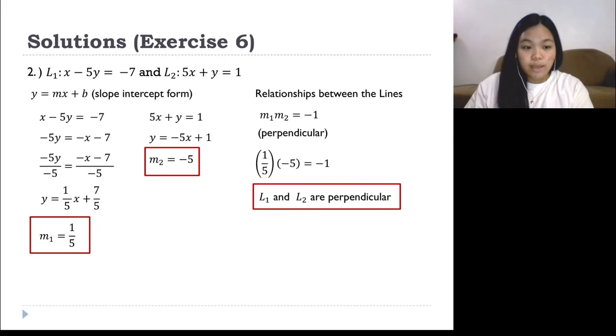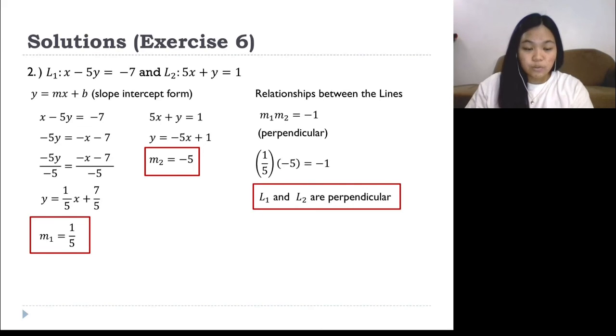Next, for number 2, we have x minus 5y equals negative 7 and 5x plus y equals 1. For our first equation, transpose x, giving us negative 5y equals negative x minus 7. To cancel negative 5 in negative 5y, divide both sides by negative 5, leading us to have y equals 1 over 5x plus 7 over 5. And now its slope is 1 over 5.